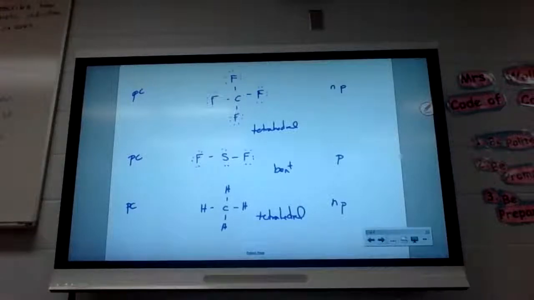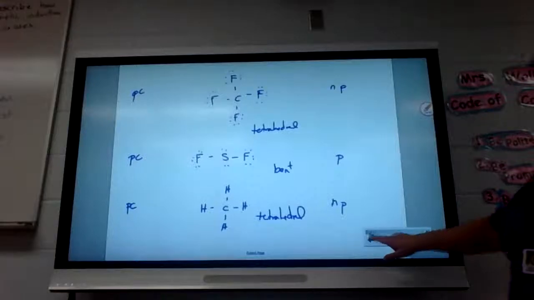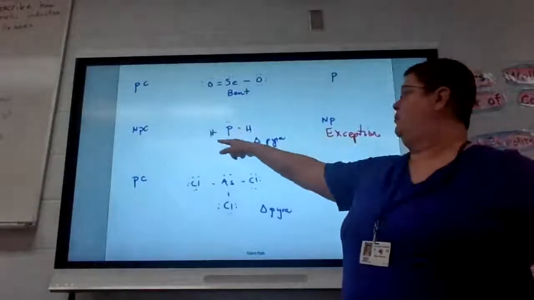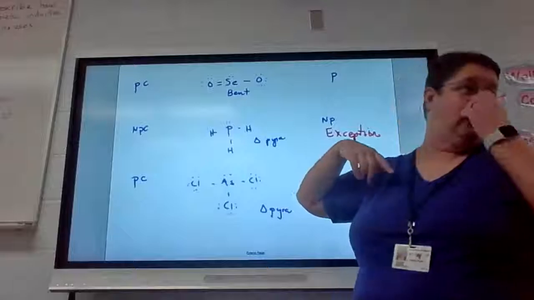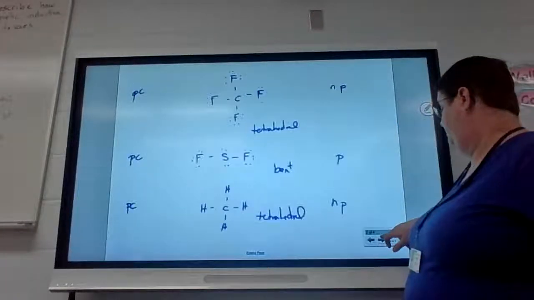For number 2, it was triangular planar. So what now? For number 2. Oh, triangular pyramid. Which one are we looking at? Number 2 back here? Oh, yeah. It's got lone pairs right there in 3. So it's 3 and 1, so it's triangular pyramidal. That's the only one I can't remember.